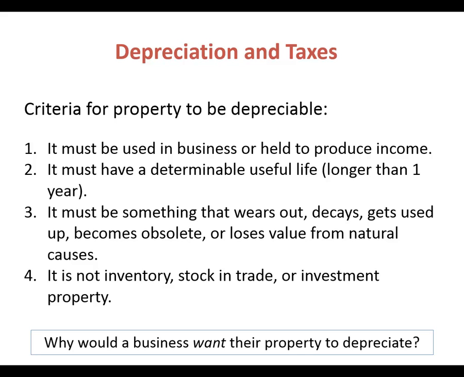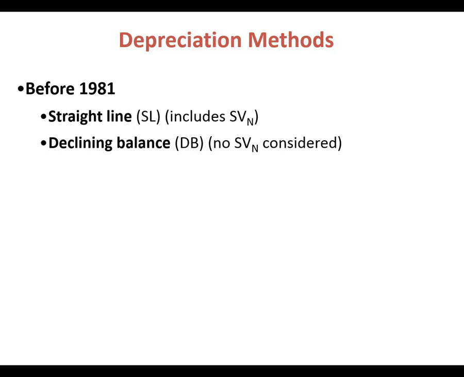So before 1981, when this standardized approach was put into place, there were a couple of approaches that were used to estimate the depreciation, one called straight line and one declining balance.